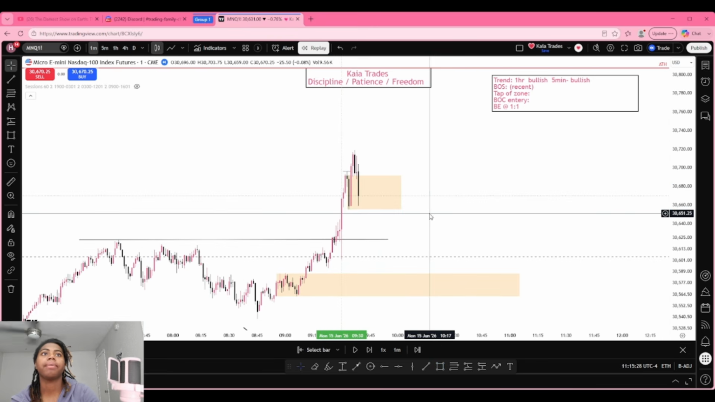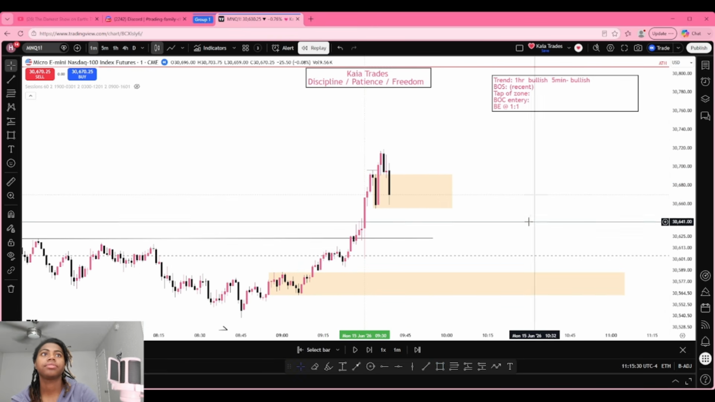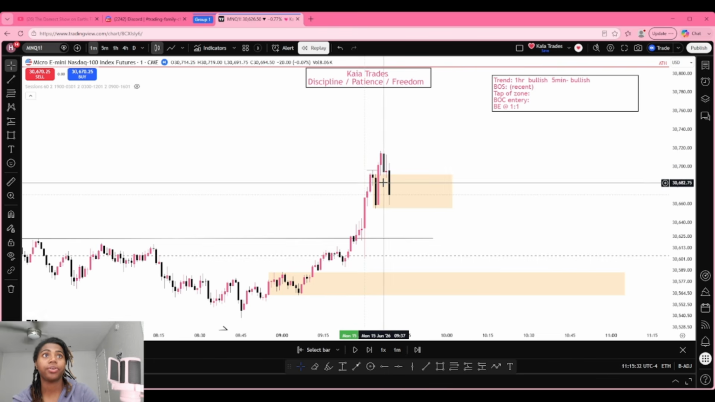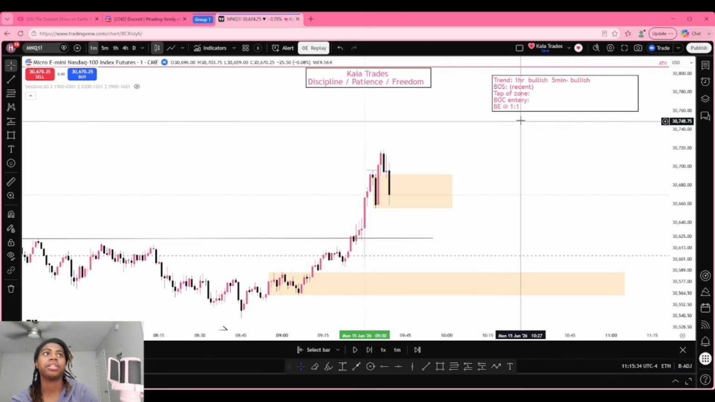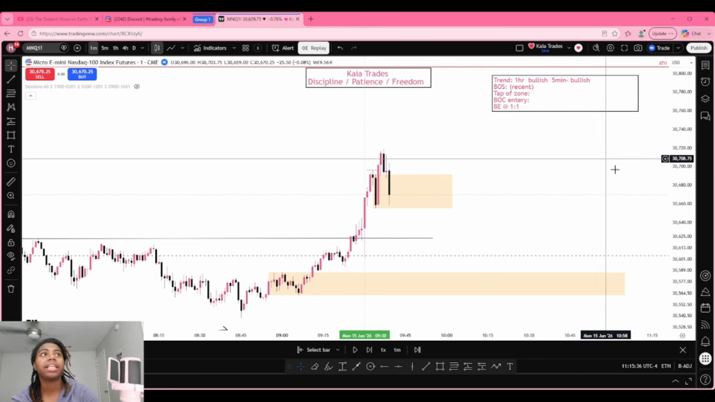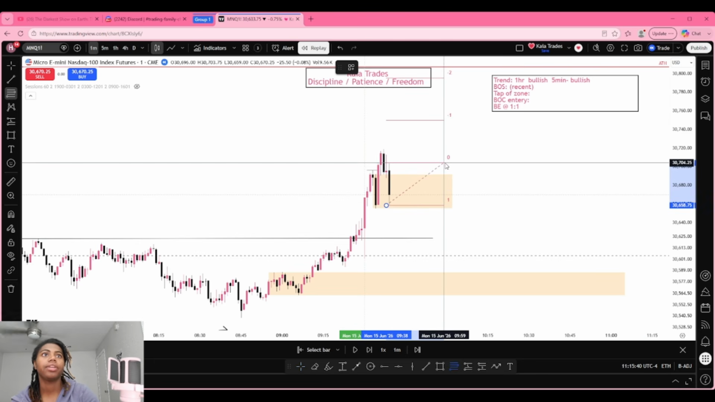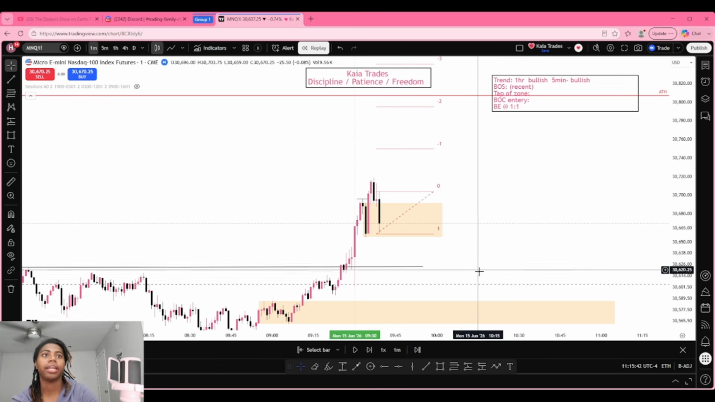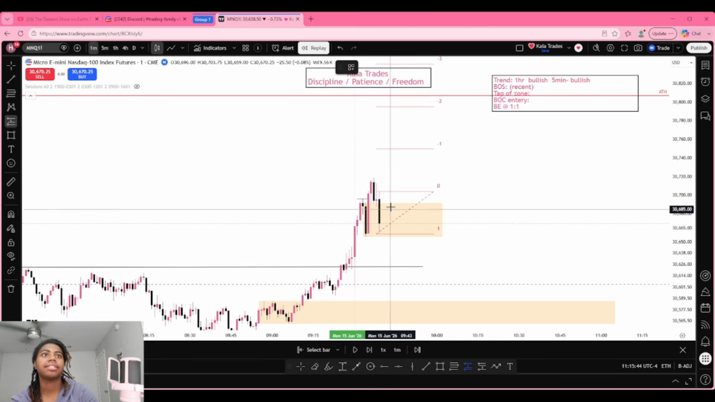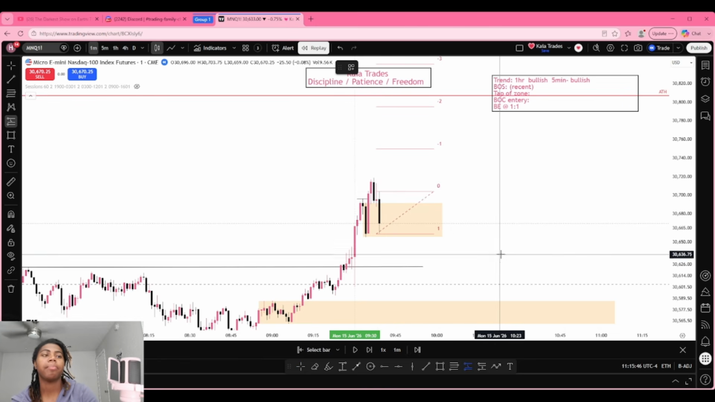Therefore, I'm going to create my 1-minute demand zone. So now we've got our tap of our zone. It already tapped a couple of times here. And the only thing we're waiting for now is a break of candle in order for us to take a trade.